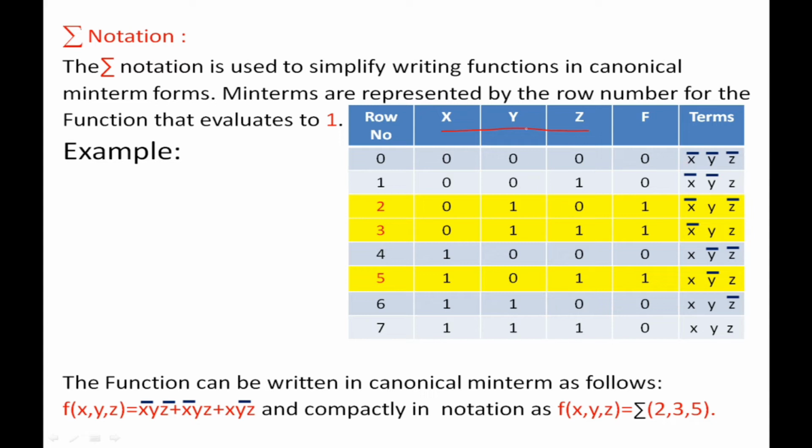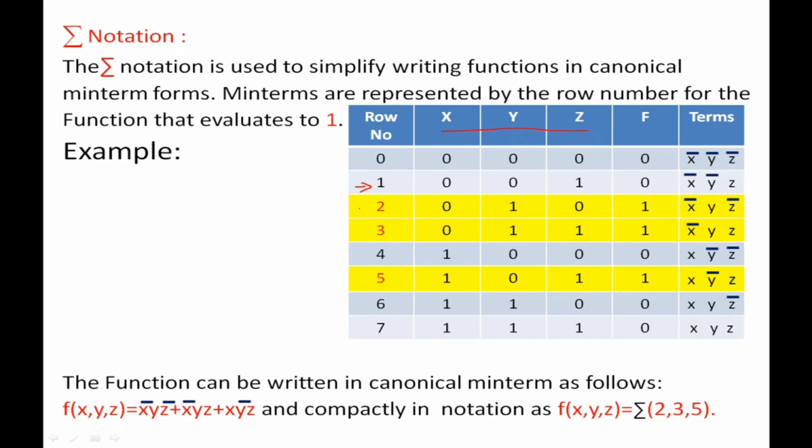So here, as x, y and z are 0 0 0, we write it as x bar, y bar and z bar. The next row, row 1, represents 0 0 1. So x is 0, y is 0 and z is 1. The function is evaluating to 0. So as x is 0, we represent it as x bar, y is 0, we represent it as y bar, and as z is 1, we represent it as z only. So there is no bar over it. A complement is always represented as y bar, with a bar over it, and if there is an uncomplemented form, that is 1, we write it as z.